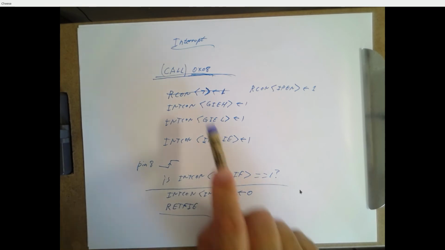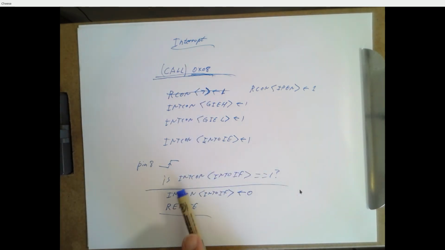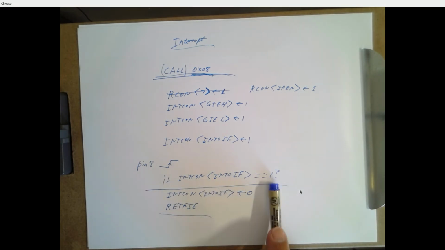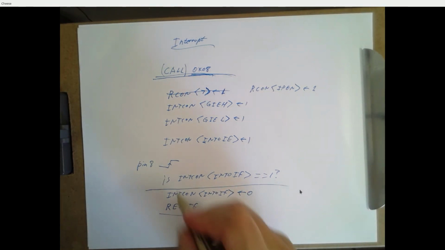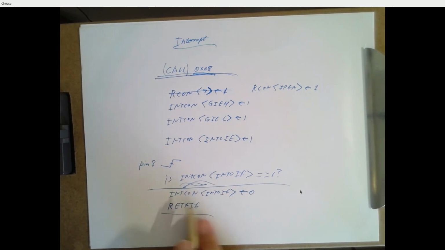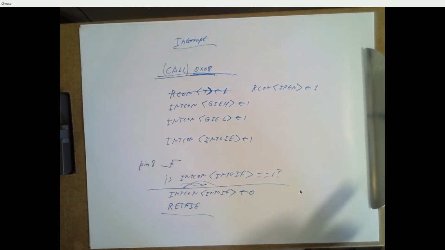When the interrupt occurs, we jump to location 8. In location 8, we can check to see if this IF bit, the interrupt flag, is set. And if it is, we know that int 0 is what caused the interrupt. We do our interrupt processing. And then when we're done, we set the interrupt flag to 0 to clear the interrupt, and we do a retfie.